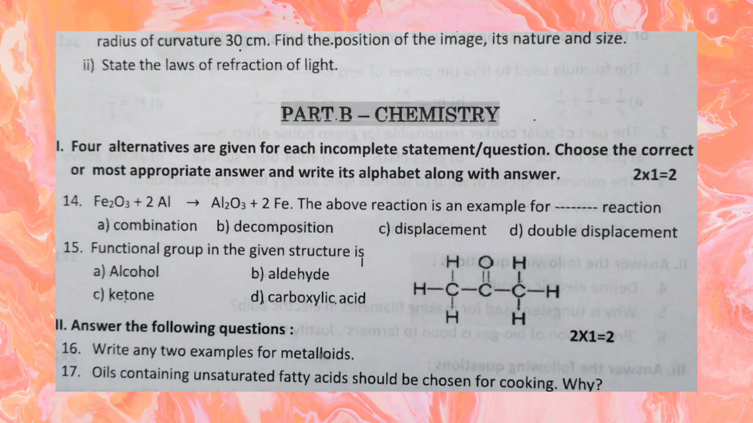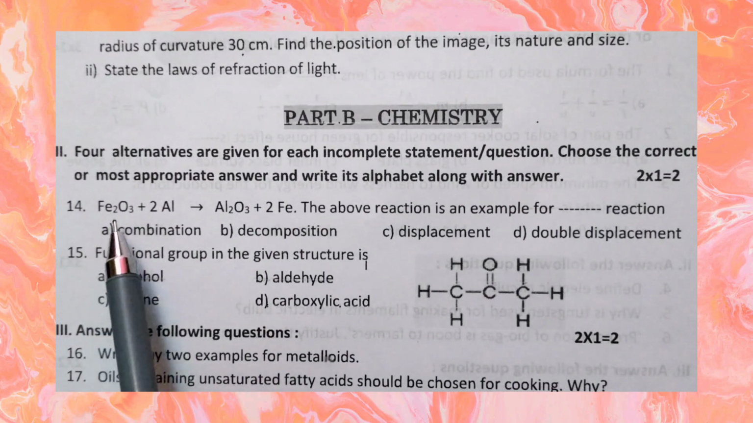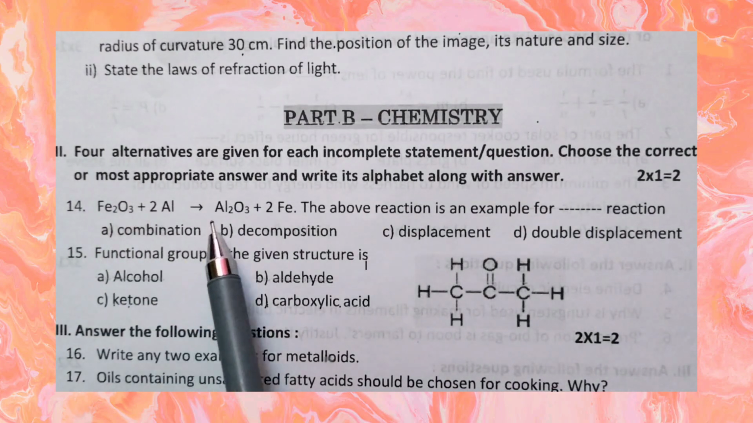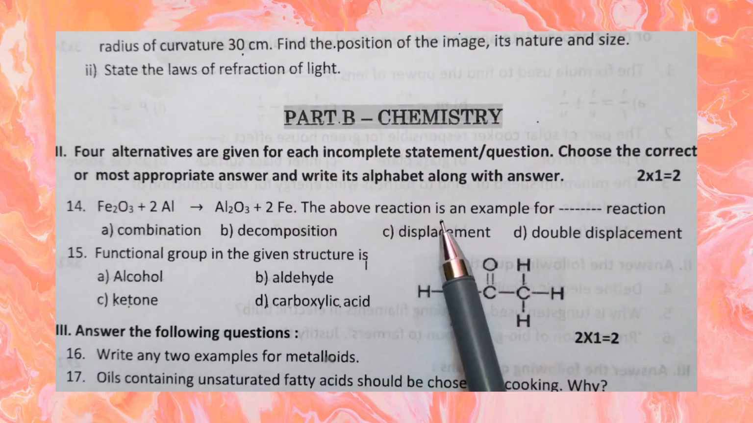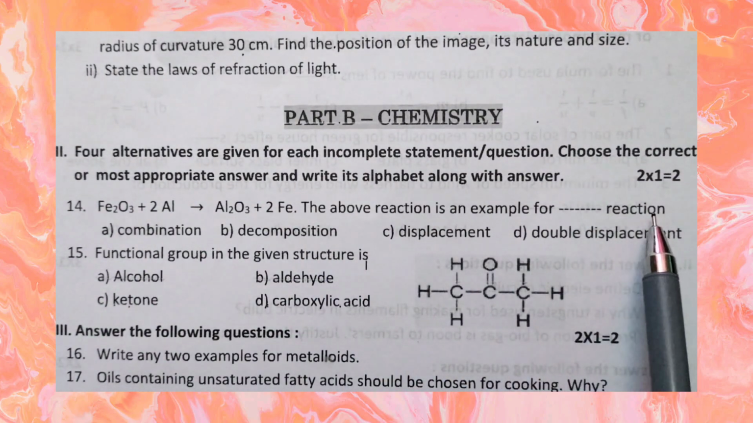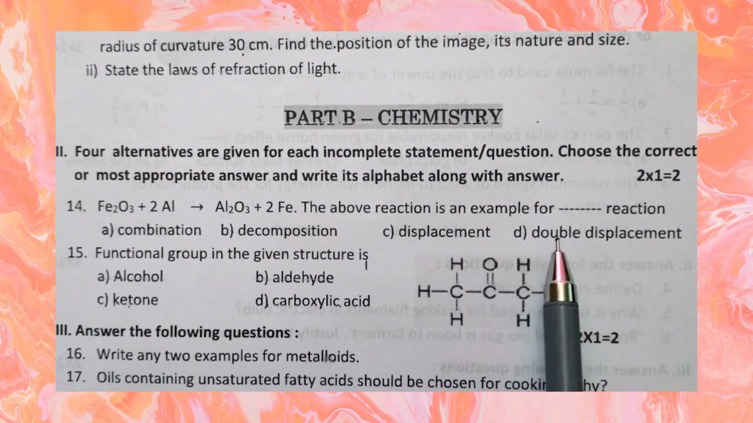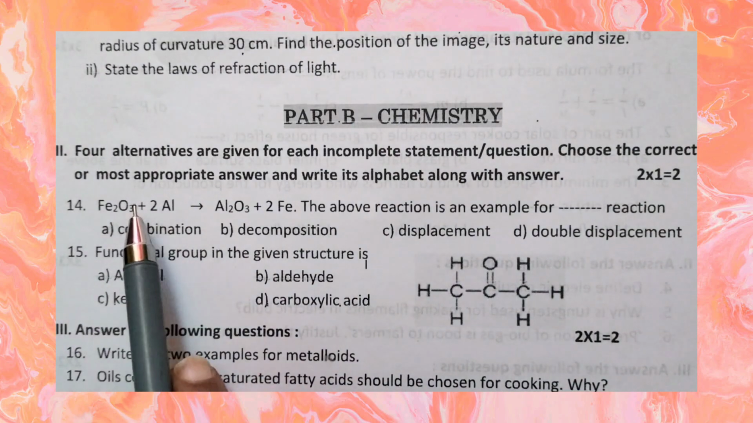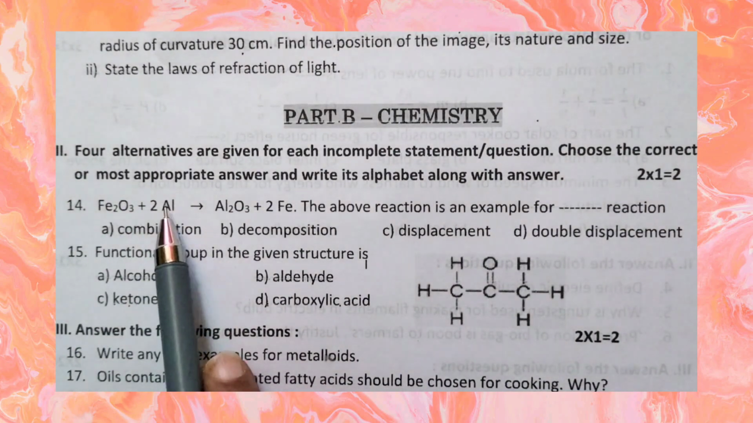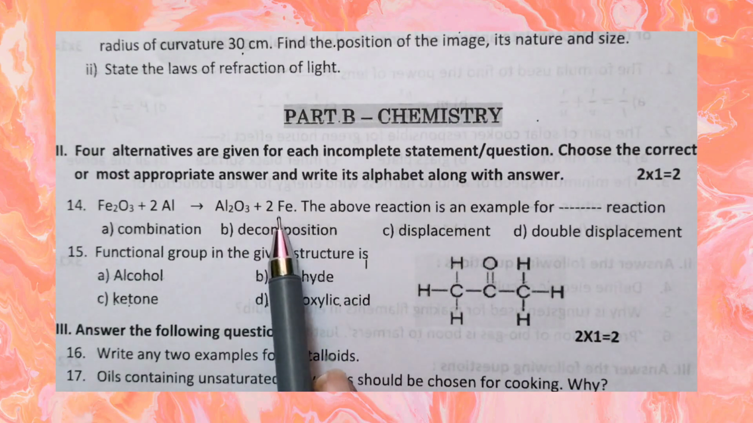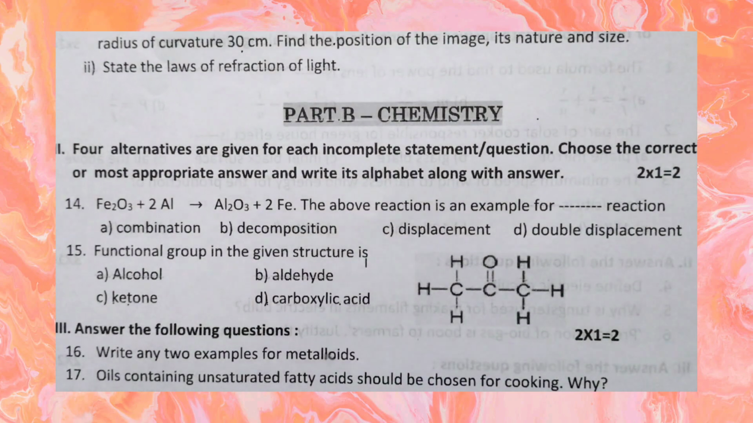The chemistry part will start from the 14th question. The 14th question of chemistry is Fe2O3 plus 2Al gives Al2O3 plus 2Fe. The above reaction is an example for dash reaction: combination, decomposition, displacement, double displacement. We know that aluminium is more reactive than iron, therefore aluminium is displacing iron. Since iron is displaced, it is called a displacement reaction.